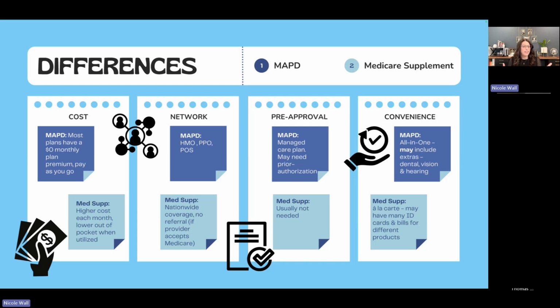Plan F went away for people turning 65 after January 1st of 2020. But that used to be the most comprehensive plan. They called that the Cadillac plan because it filled in all the gaps. The next plan after that may be a Plan G. It looks exactly like a Plan F, but it doesn't fill one gap, which is your Part B deductible.